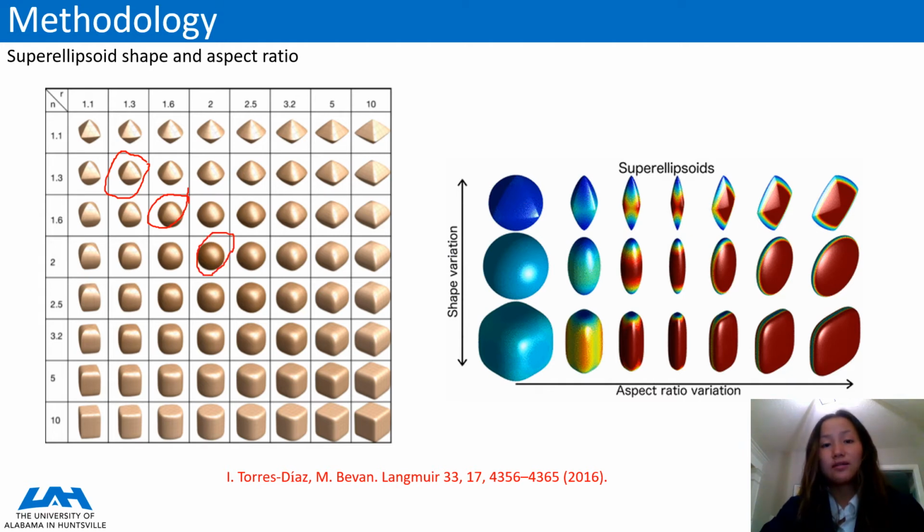By lengthening these supersphere shapes, you can get superellipsoids and ellipsoidal shapes. So, to change the aspect ratio, I increased the Z aspect ratio of the spike with respect to the X aspect ratio in order to lengthen the spikes, giving me superellipsoidal shapes and ellipsoidal shapes, as well as longer spikes.